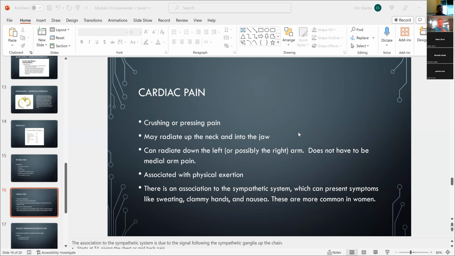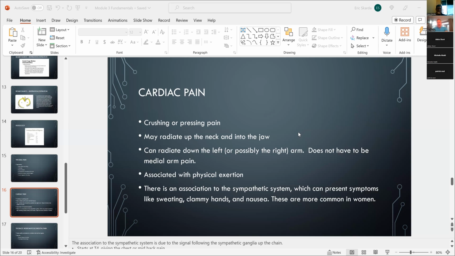Okay, so certainly if it's related to exertion, some of these things may radiate up into the neck, may get into the jaw, down the arm. It does not have to be medial arm pain, doesn't even have to be only left arm pain. It depends on which portions of the neurologic system are being affected by this sort of cardiac event.